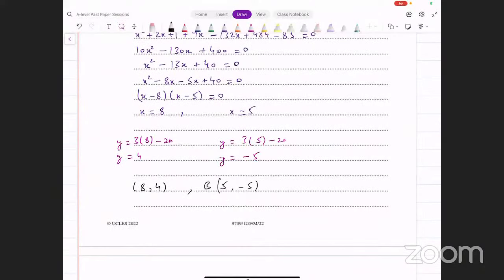This is b and this is a. ये आपने दोनों के coordinates find कर ली. ठीक है? All right, good. Thank you, Afi. Yeah, so that's 8 and 5.